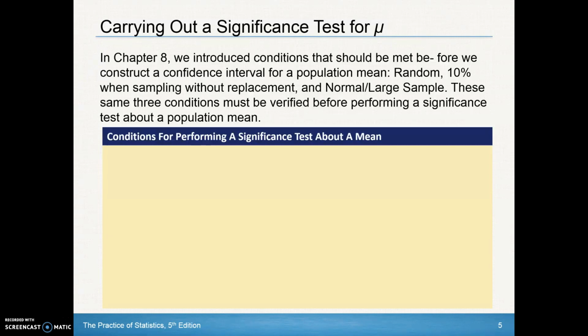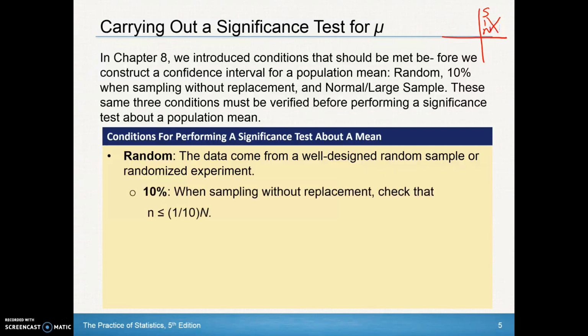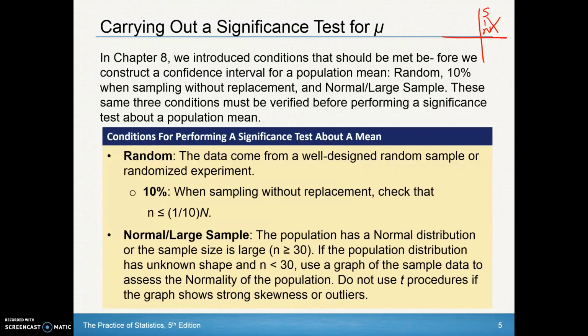In Chapter 8, we also introduced the 3 conditions that go in that second box. That's our SIN box. Again, that's for randomness, the 10% condition, in other words, checking that 10 times your sample size is less than or equal to your population, and then looking for normality.